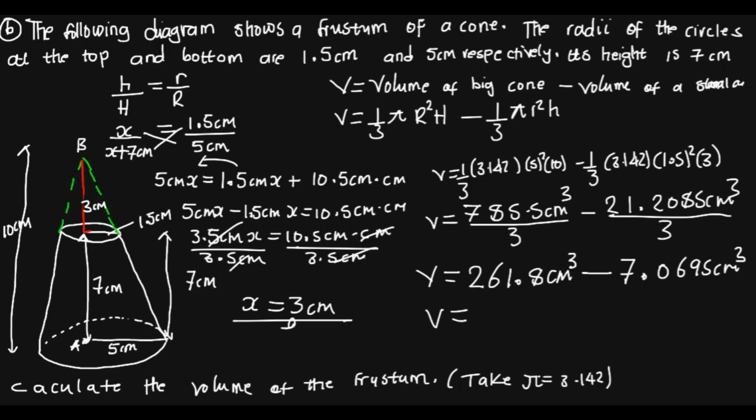So the final answer is 261.8 minus 7.0695. So I'm getting 254.7 centimeters cubed. So this is how you can find the volume of a frustum. You need to find the volume of the larger cone and the smaller, then you do the subtraction.